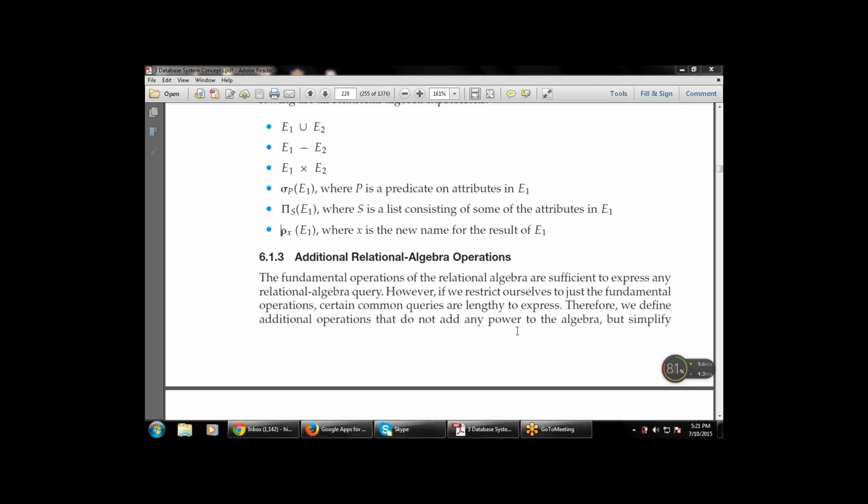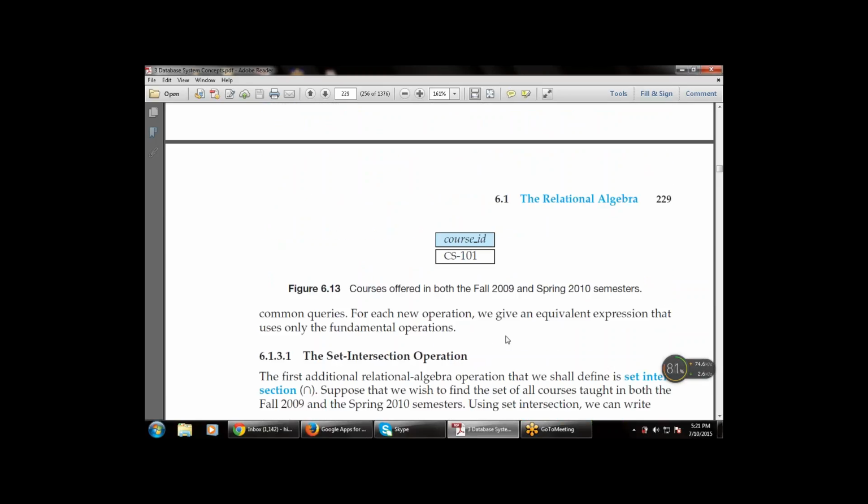Therefore, we define additional operations that do not add any power to the algebra but simplify common queries. For each new operation, we give an equivalent expression that uses only the fundamental operations.